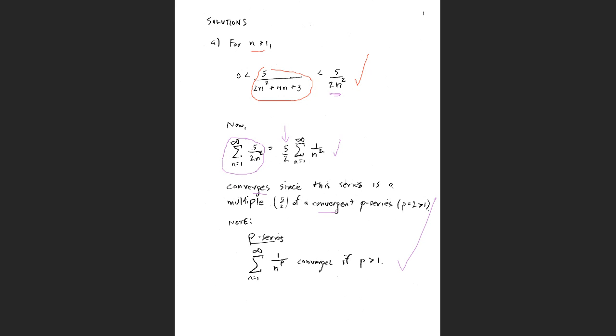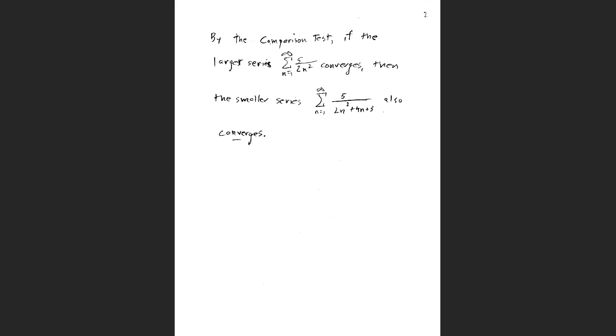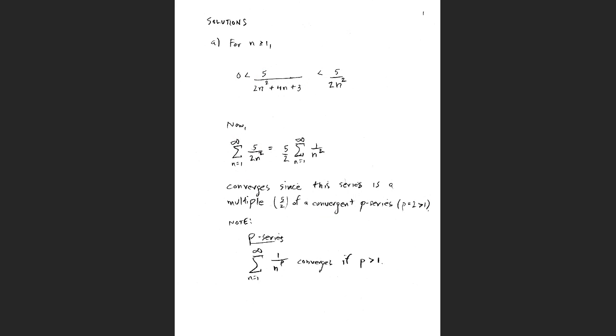Let me go to the next page then. So by the comparison test, if the larger series converges, which it does, because, let me just go back, here's how we started. The 5/2n squared, those terms come from the larger series, and the larger series converges. Therefore, the smaller series with the terms 5/2n squared plus 4n plus 3, that series has to converge as well.